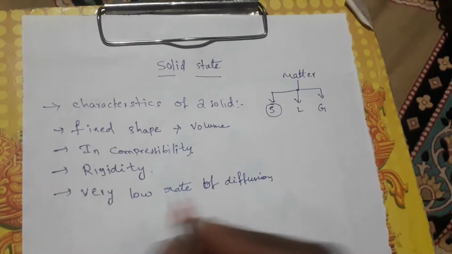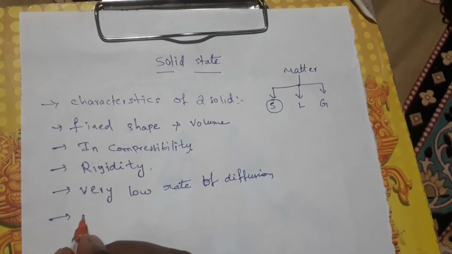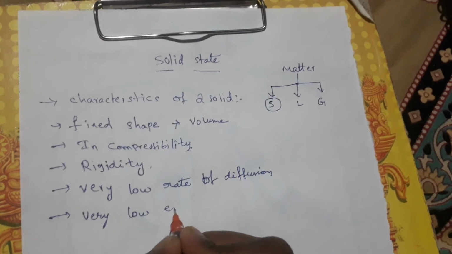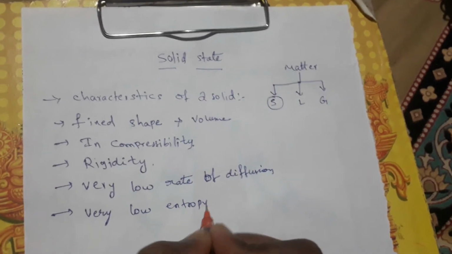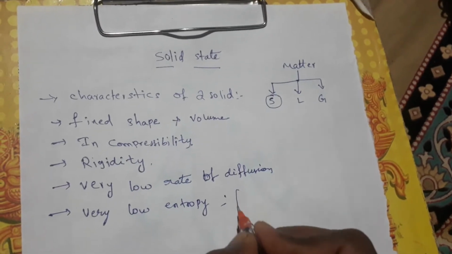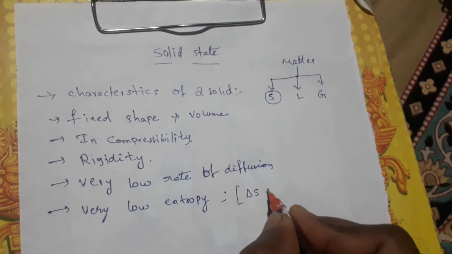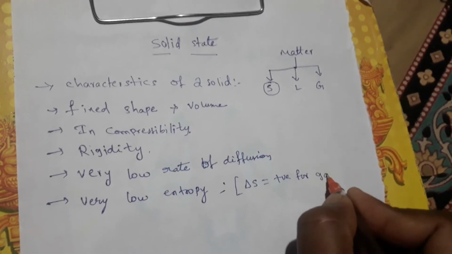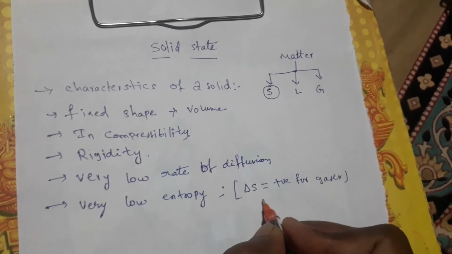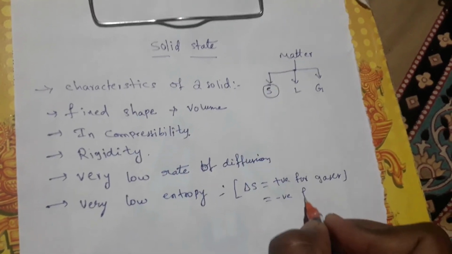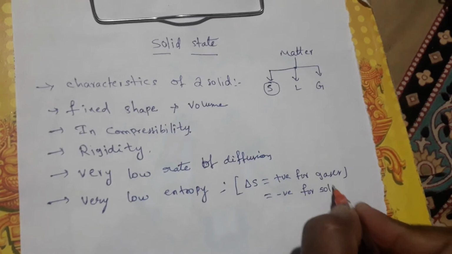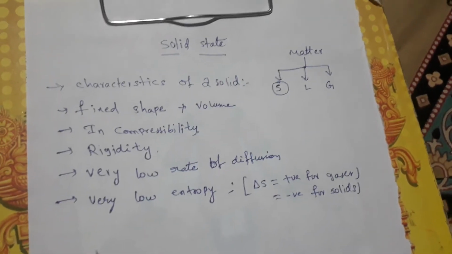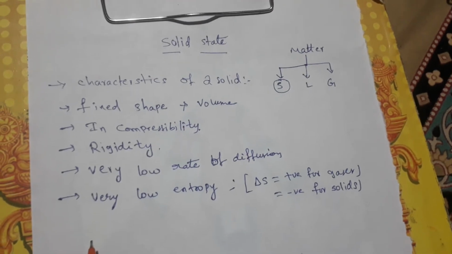Solid cannot diffuse, and very low entropy. So here if you see, the entropy change will be positive for gases and negative for solids. Negative for solid. So this is about very low entropy.